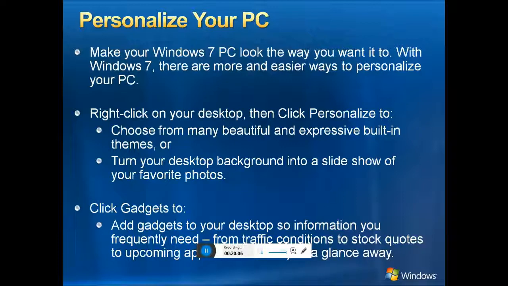Personalize your computer. Make your Windows 7 PC look the way you want it. With Windows 7, there is a more easy way to personalize your PC. Right click your desktop, then click Personalize. Choose from many beautiful built-in themes. Turn your desktop background into a slideshow of your favorite photos. Click gadgets. The gadgets make your desktop informative, from weather conditions to stock quotations.